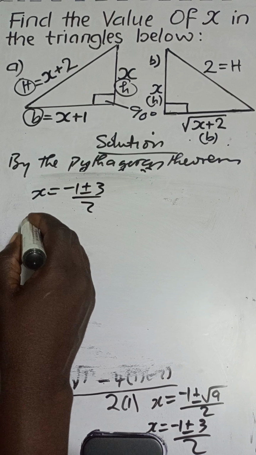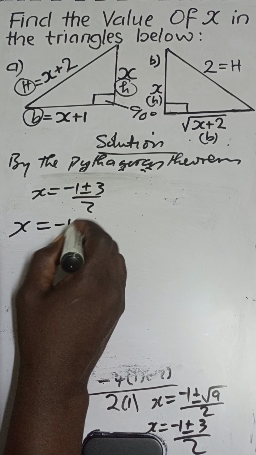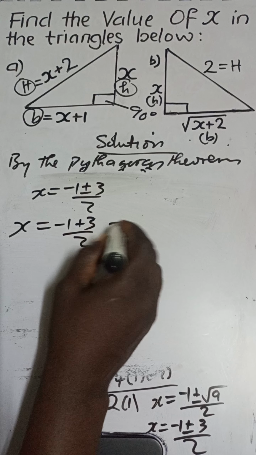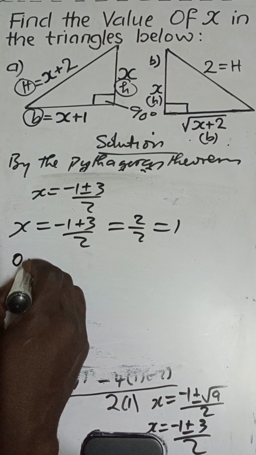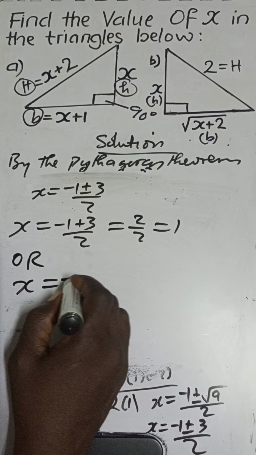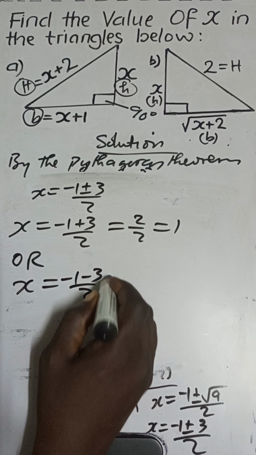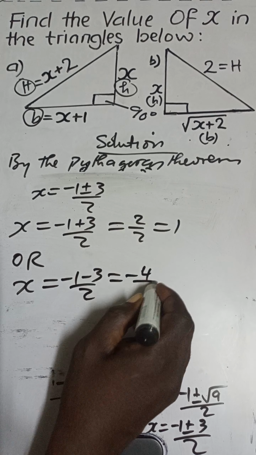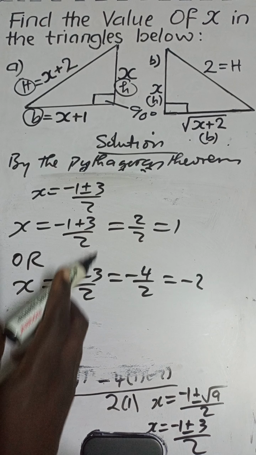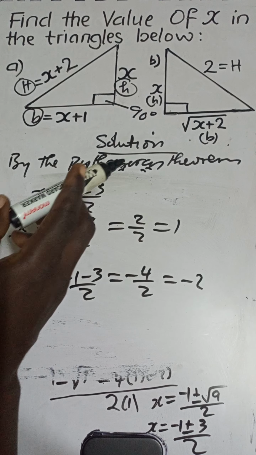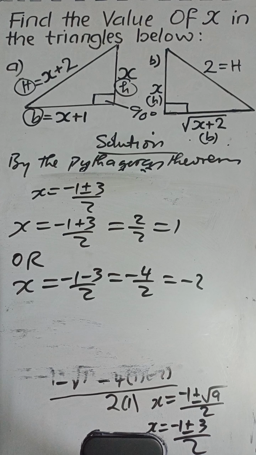I just want to repeat that expression. It therefore means that x equals negative 1 plus 3 all over 2, which is 2 all over 2, which is 1, or x is equal to negative 1 minus 3 all over 2, which is negative 4 all over 2, which is negative 2. So these are the two possible values of x that can go for that Pythagoras expression for the triangle B.